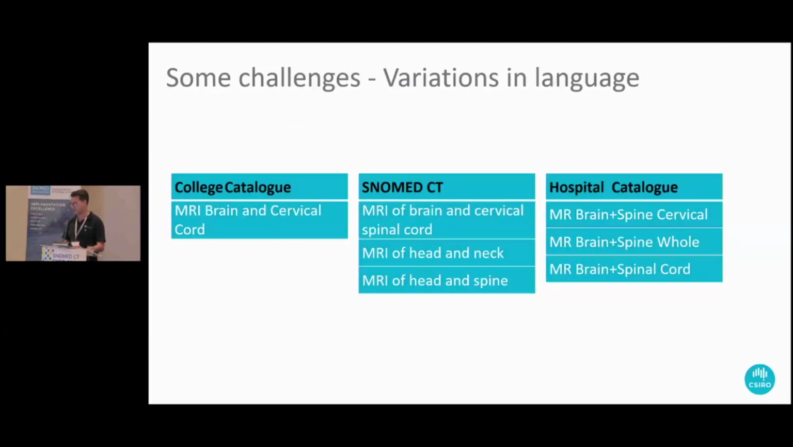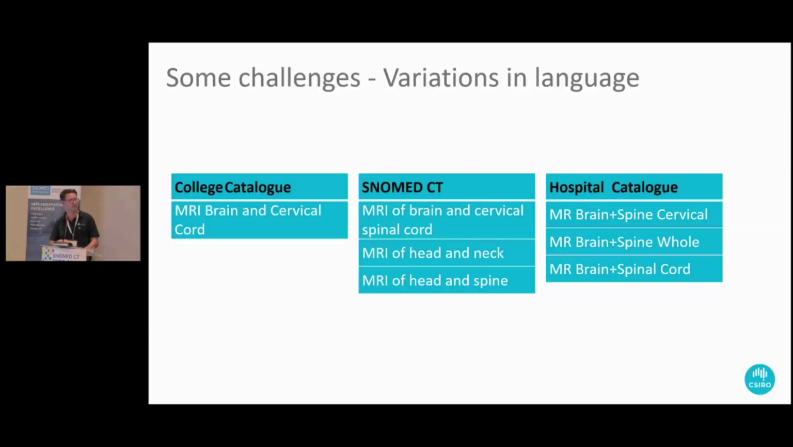This one was an interesting challenge too, when we looked at another hospital catalogue that was looking to adopt the value set. The language used is really inconsistent and it's specific. It's not ambiguous, but it's variable. The college catalogue had this term, MRI of the brain and cervical cord, and they've mapped that to this SNOMED code, MRI of the brain and cervical cord. So that's a good equivalent mapping there.